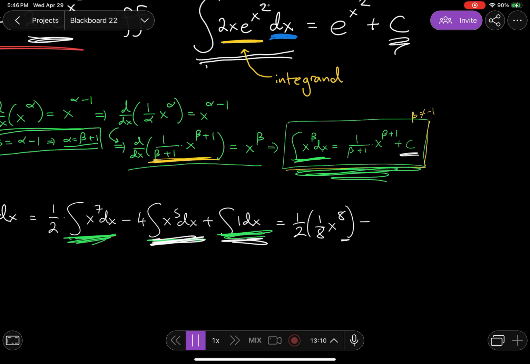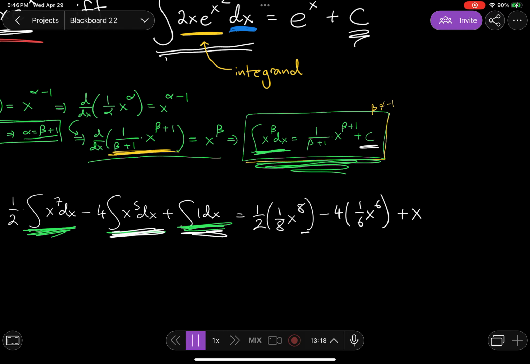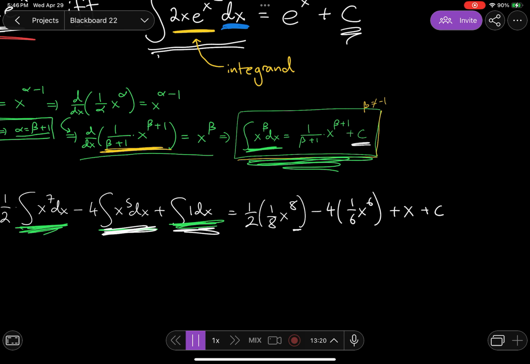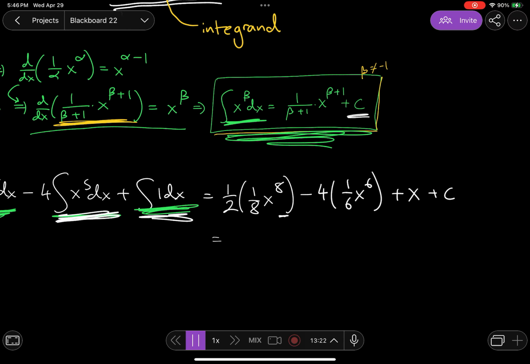But let's use this rule here, minus 1/4. It's going to be 1/6 x to the 6th plus x. And then, of course, plus c, and I can simplify this as such. That's the same thing as 1 over 16 x to the 8th power minus 2/3 x to the 6th power plus x plus c.